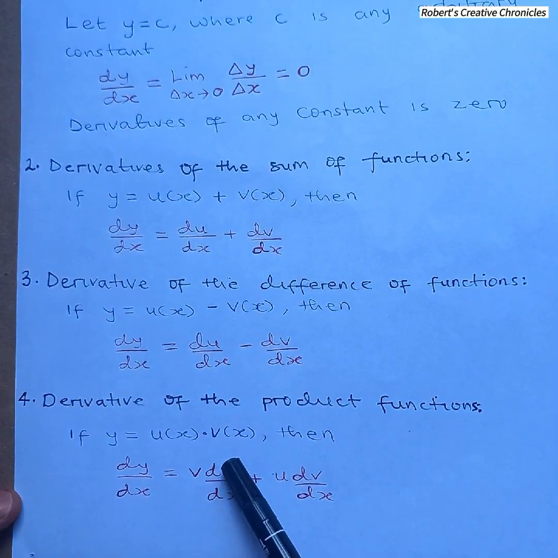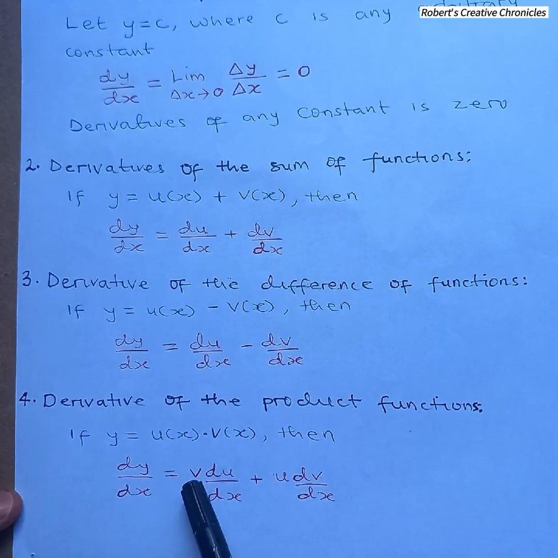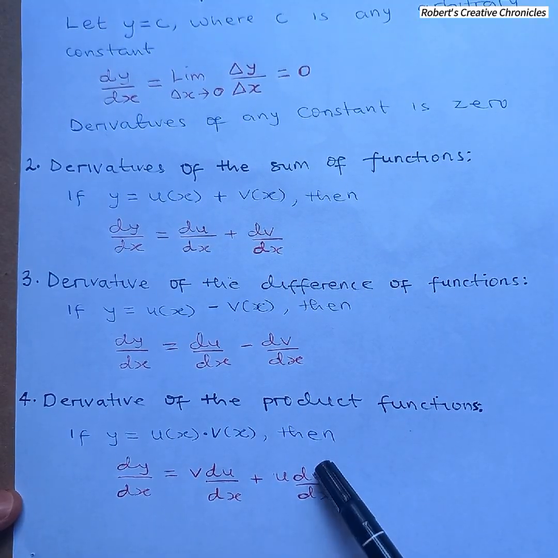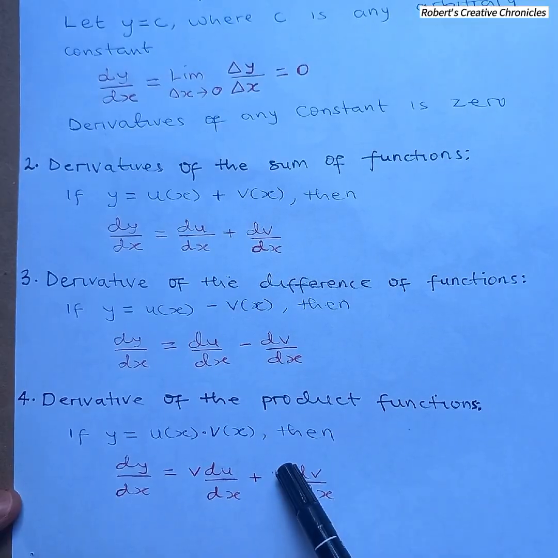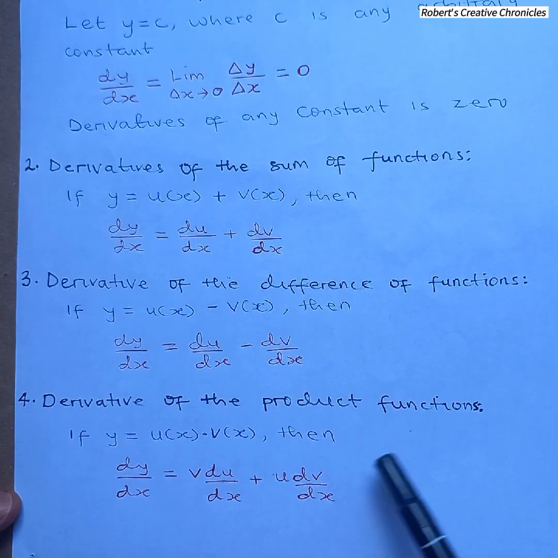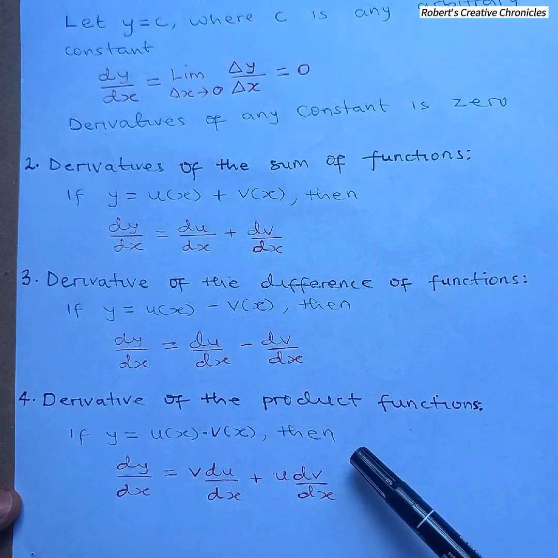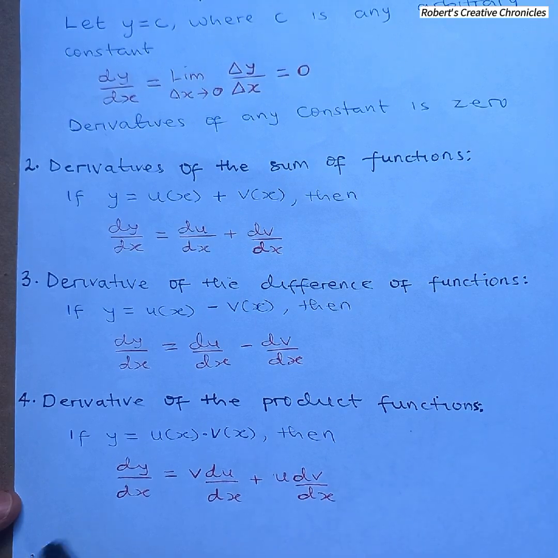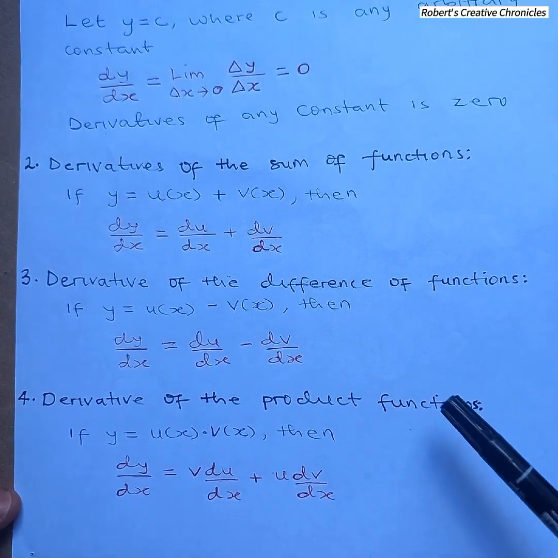So here we differentiated u with respect to x, they did not differentiate v. And here they differentiated v with respect to x and they did not differentiate u. So that's what you're going to do. You differentiate one, you multiply it by the second function without differentiating it. Then you add it to the derivative of the second function and then multiply it by the other function without differentiating the other function.